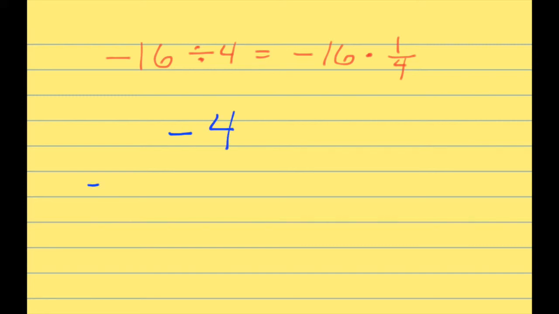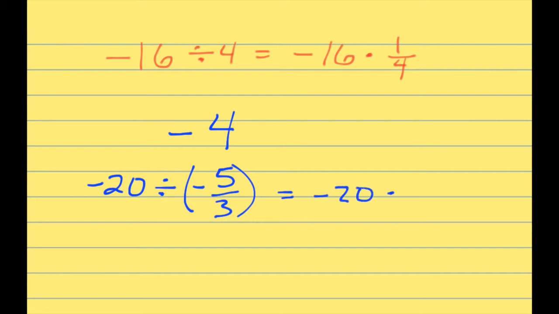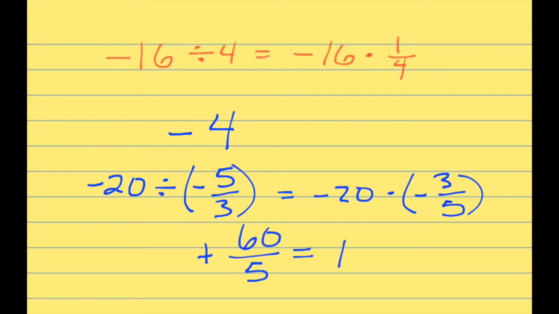If we had negative 20 divided by negative 5 over 3, this is where we get the flip and multiply concept with fractions. We flip the number we're dividing by and multiply. Since they have the same sign, it's going to be positive. We get 60 over 5, which is equal to 12.